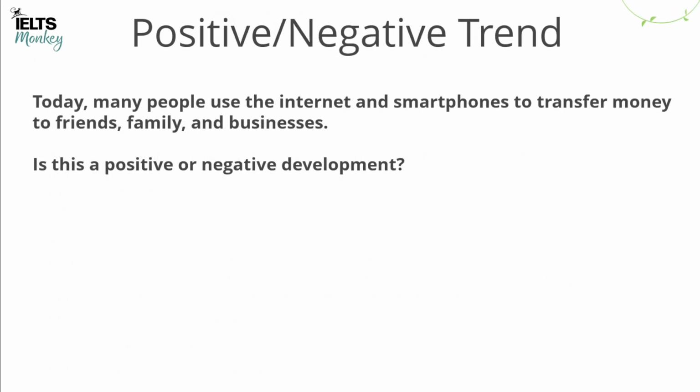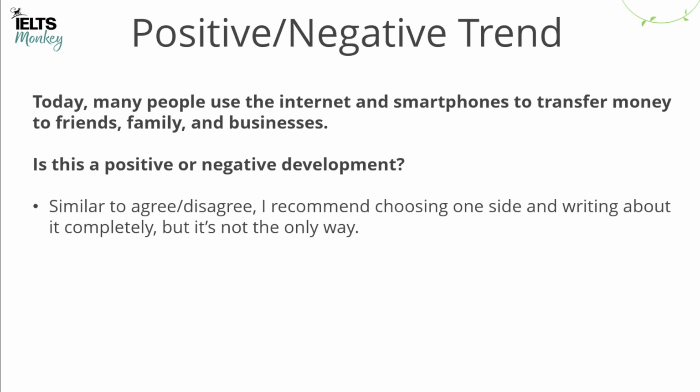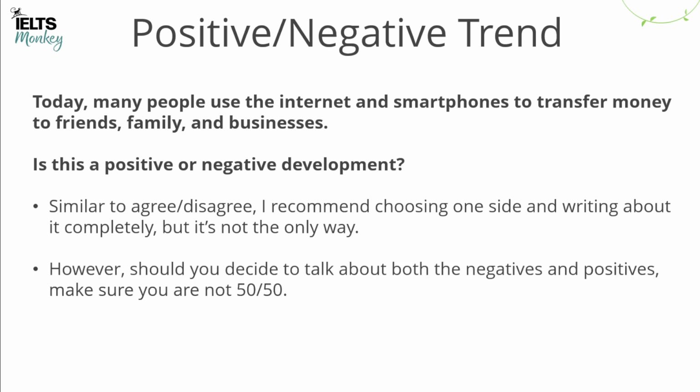All right, positive and negative trend. Today, many people use the internet and smartphones to transfer money to friends, family, and businesses. Is this a positive or a negative trend? Fairly simple, similar to an agree-disagree. I recommend choosing one side. It's either 100% positive or it's 100% negative. But remember, it's not the only way. You can do it partially: even though there are some positives, I do believe overall it's negative.